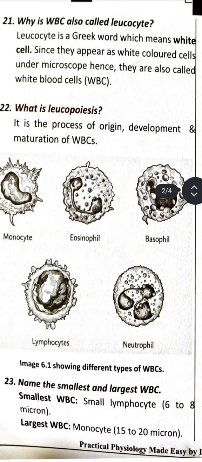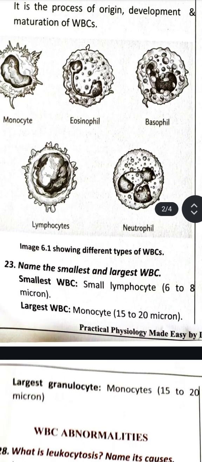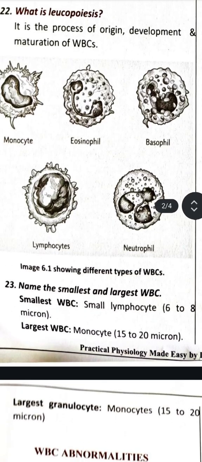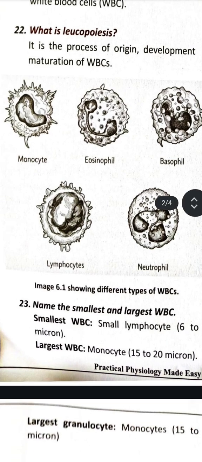Now, why is WBC also known as leukocyte? Leukocyte is a Greek word which means white cell, and because they appear as white colored cells in the microscope, they have no color, therefore they are called WBCs. Now, the process of origin, development, and maturation of WBC is known as leukopoiesis.